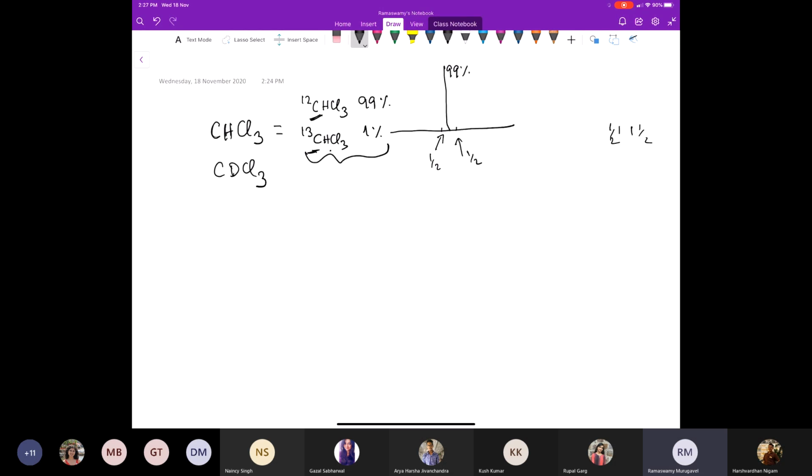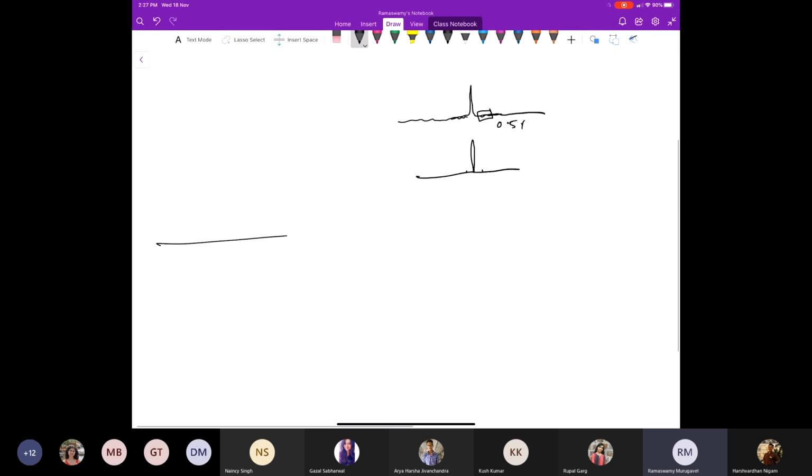But the NMR baseline is never like this. The NMR baseline is like this, right? So there is some noise, and the noise is as good as the 0.5% intensity. Normally you don't see it unless you have a very straight baseline. Then you'll have a peak, and then you'll have two small spikes. Okay, you see this. That's for CHCl3.